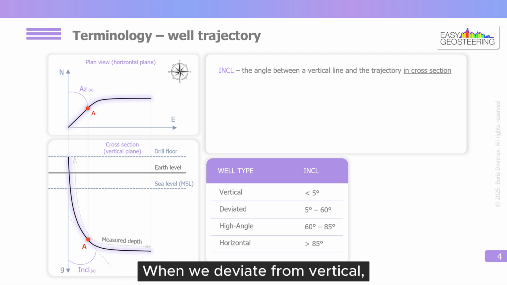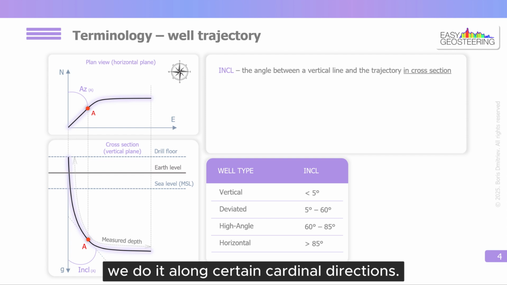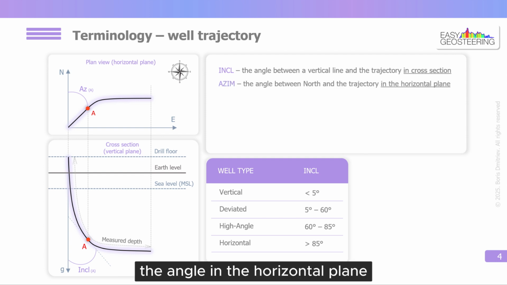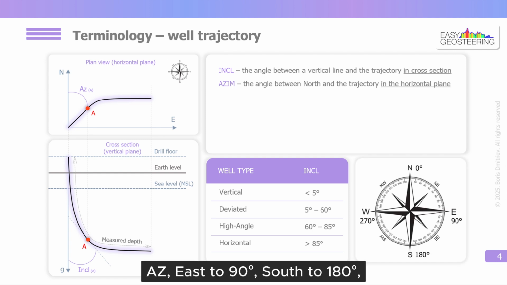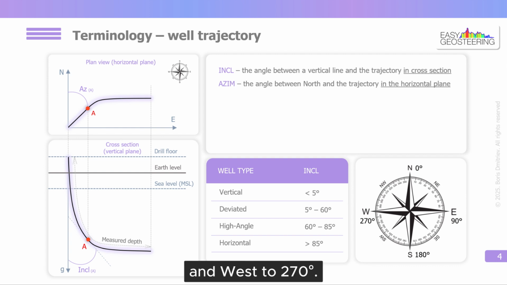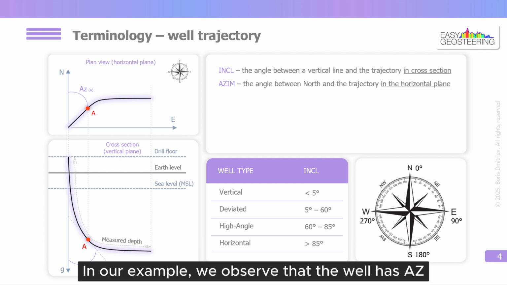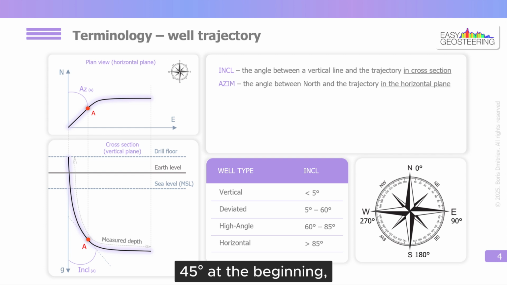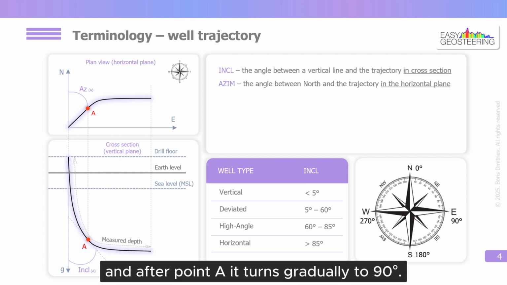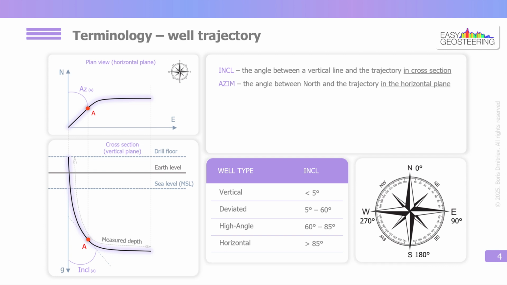When we deviate from vertical, we do it along certain cardinal directions. That's why inclination is inextricably linked with azimuth, the angle in the horizontal plane between north and the trajectory. North corresponds to 0 azimuth, east to 90, south to 180, and west to 270 degrees. In our example, we observe that the well has azimuth 45 degrees at the beginning, and after point A, it turns gradually to 90 degrees.